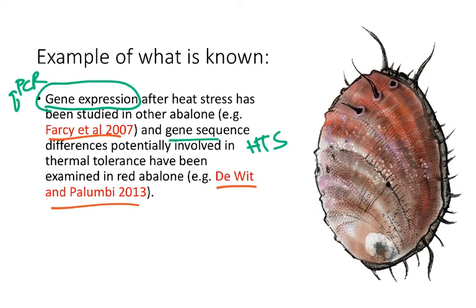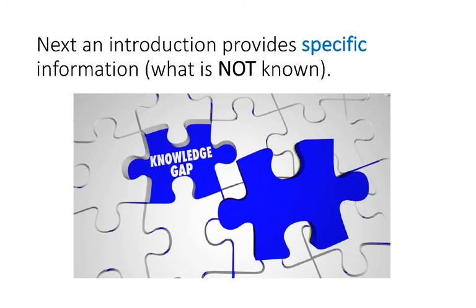Okay, so that's one example of how, when you're writing your introduction, you want to cite previous literature to give a summary of what's already known. And then the next thing you want to do in your introduction is provide specific information, and that is what is not known yet.